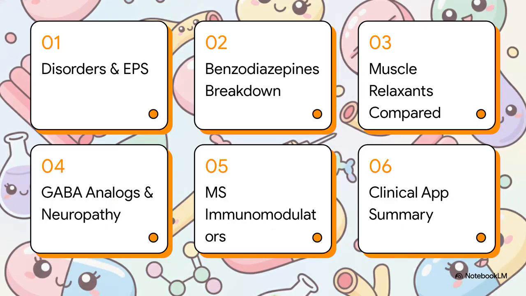Okay, here is our roadmap for today. We're going to start with disorders in EPS, break down the benzodiazepines, compare our muscle relaxants, look at GABA analogs and neuropathy, explore MS immunomodulators, and finally wrap it all up with a clinical application summary.